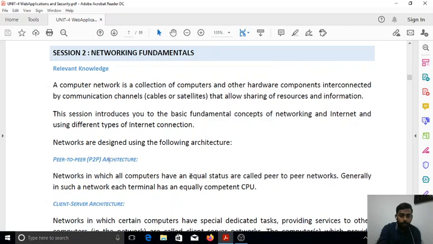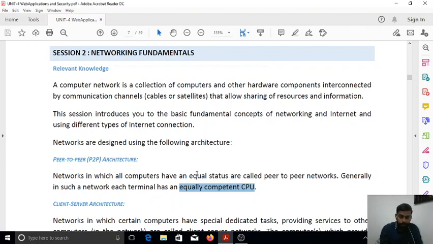Here you can see the terminology is peer-to-peer, P2P architecture. And there are 2 points. One is equal status: machines are having equal status and equally competent CPUs. These are the 2 key points to be understood. So in peer-to-peer architecture of networking, all computers in the network will have equal status, plus they have equally competent CPUs.